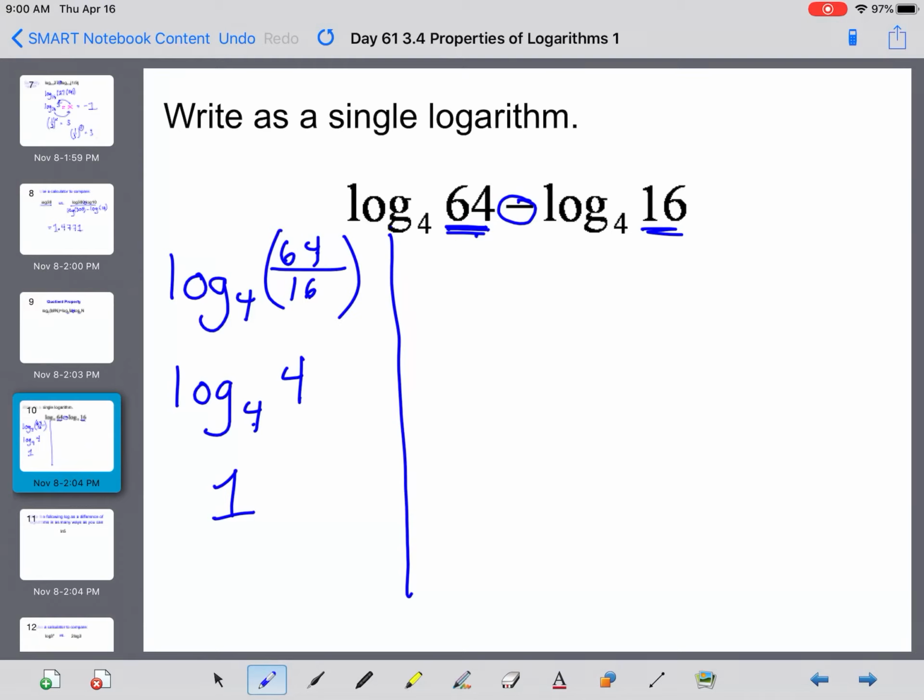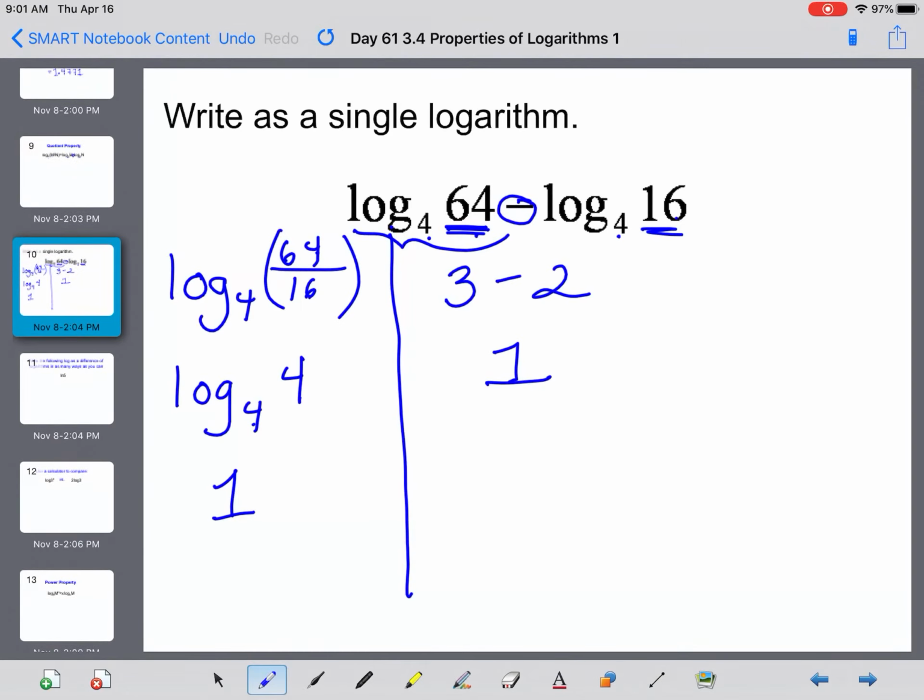Now, let's just see what happens here, because if I look at log base 4 of 64 and log base 4 of 16, I actually know what those two numbers are. For this first one, 4 to what power is 64? Well, that's really 3. And 4 to what power is 16? That's really 2. So that's completely equivalent to saying 3 minus 2. So notice we ended up with 1 working with it that way as well.